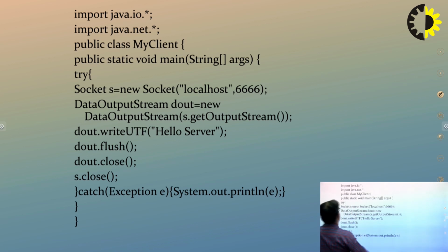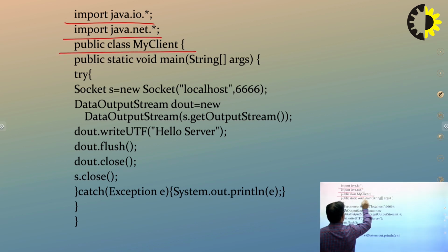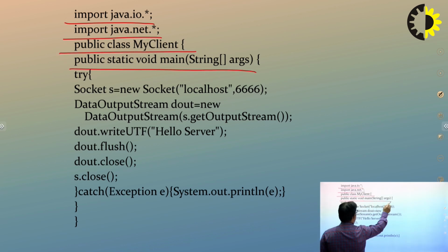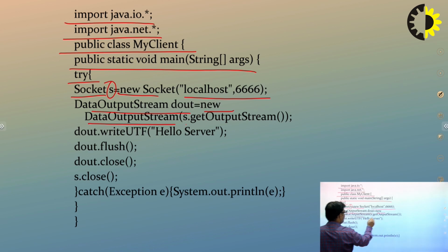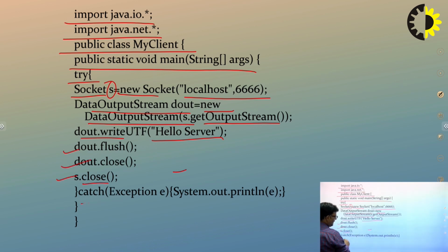Next, the client program. Import java.io.*, import java.net.*, class MyClient, then public static void main(String args), try, Socket s is the object, then new Socket with localhost and port. Then DataOutputStream dout is created, then dout.writeUTF hello server, then dout.flush, dout.close, then s.close, then catch Exception.